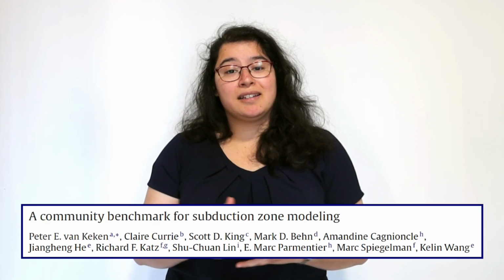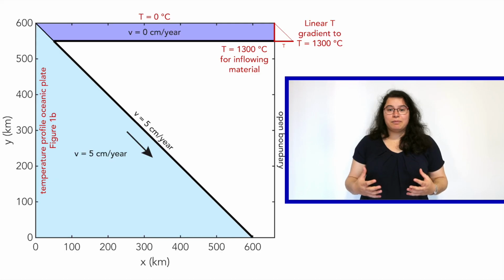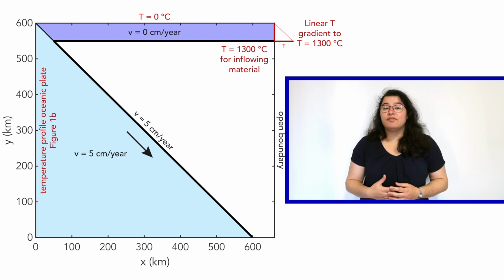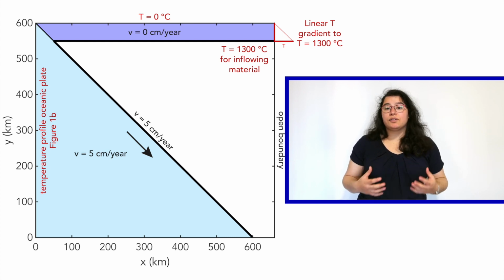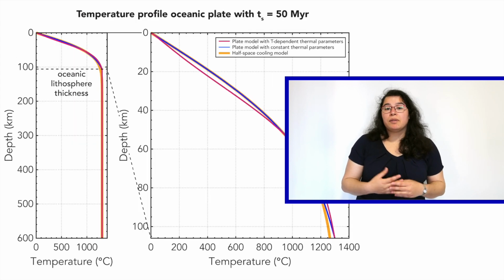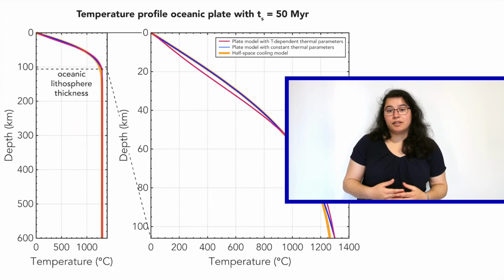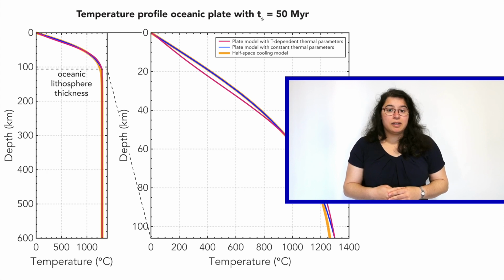What is the effect of using temperature-dependent thermal parameters in thermal models of subduction zones? To investigate this, we use a simple model based on the subduction community benchmark presented by Van Keken and others in 2008. We have an oceanic plate that dips below a stationary overriding plate at 45 degrees with a velocity of 5 centimeters per year. To describe the initial temperature of the subducting slab, we prescribe a plate model as the left temperature boundary condition for a plate age of 50 million years.